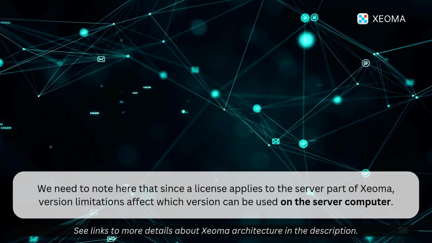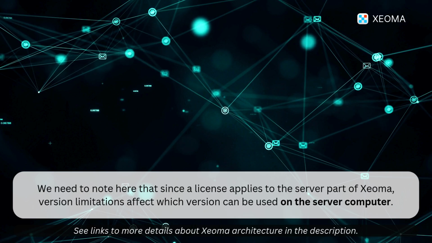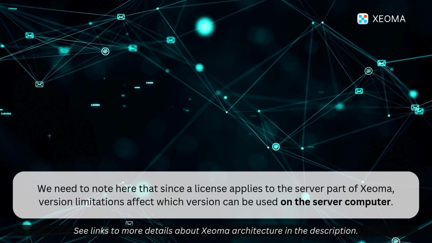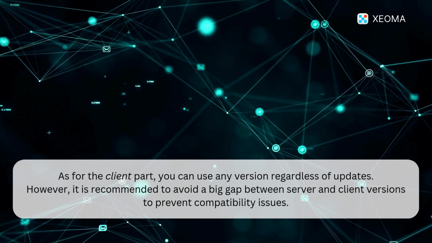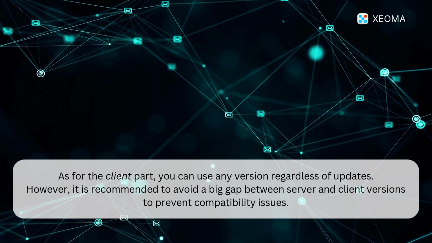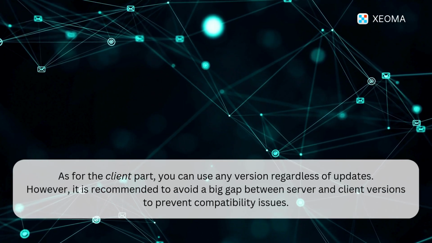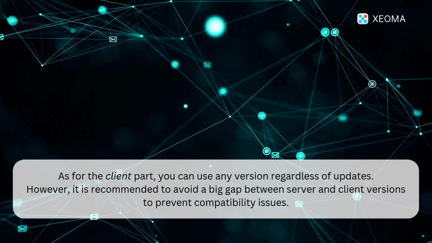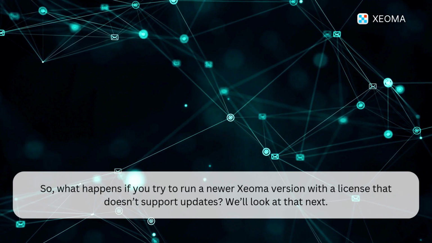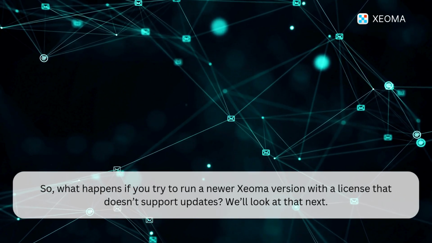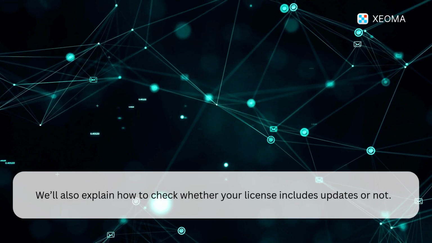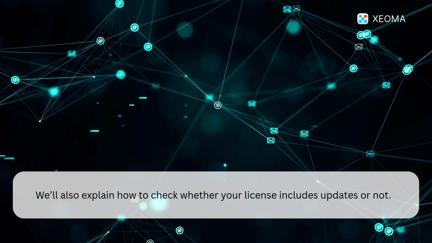We need to note here that since a license applies to the server part of Xeoma, version limitations affect which version can be used on the server computer. As for the client part, you can use any version regardless of updates. However, it is recommended to avoid a big gap between server and client versions to prevent compatibility issues. What happens if you try to run a newer Xeoma version with a license that doesn't support updates? We'll look at that next. We'll also explain how to check whether your license includes updates or not.